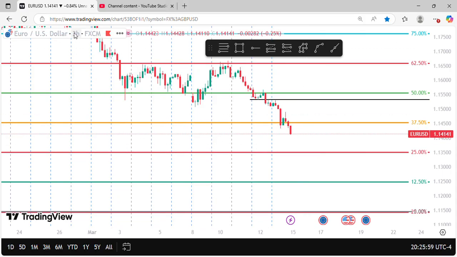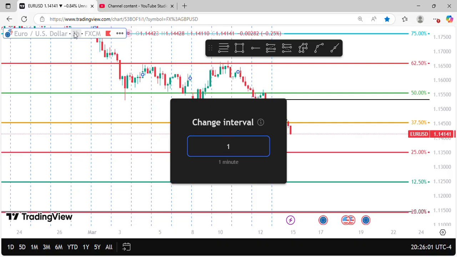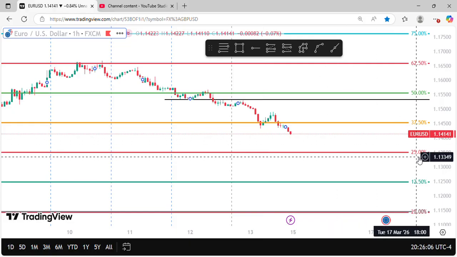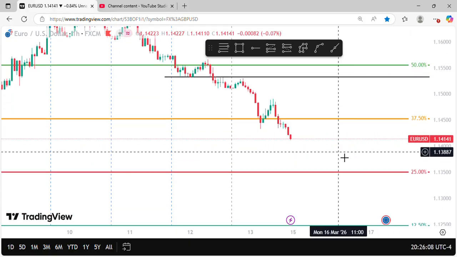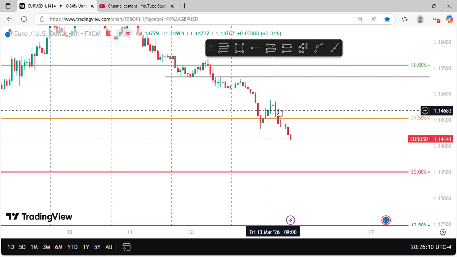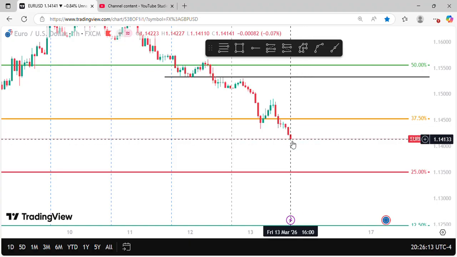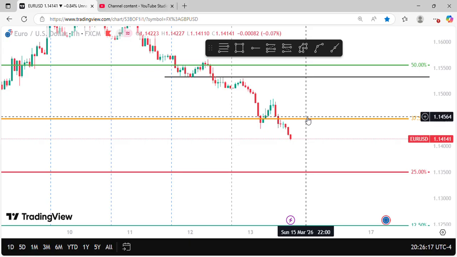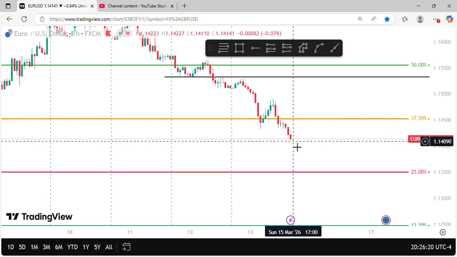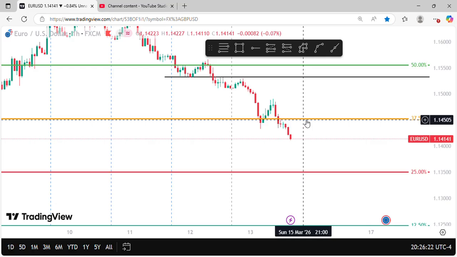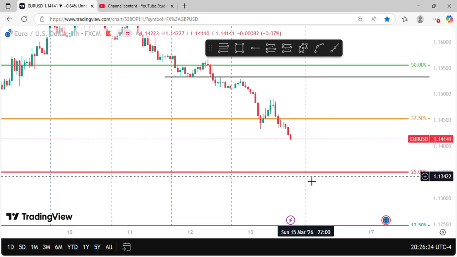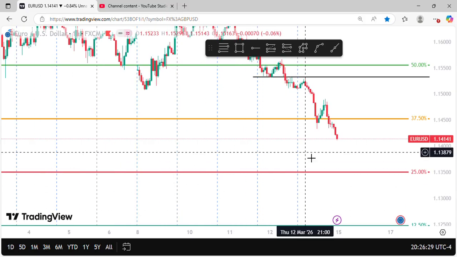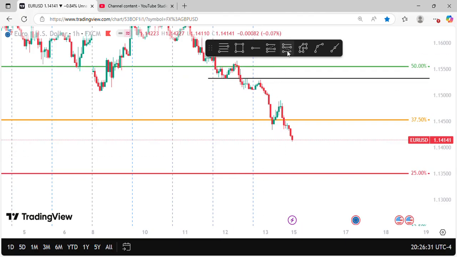Okay, let me look into the 1-hour and see whether that order block will be a bit refined. On the 1-hour we see that we have this fair value gap just above, so we can assess whether price would go deeper into this fair value gap, whether it will just reject from the 37.5, or even just run lower from here.